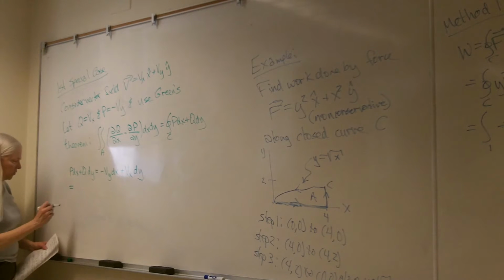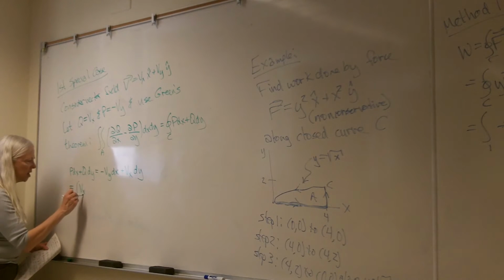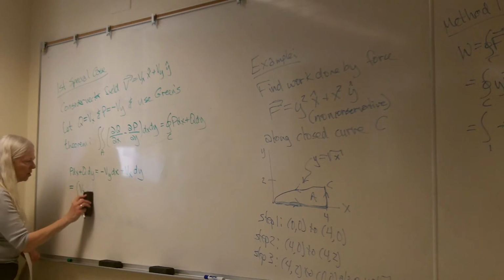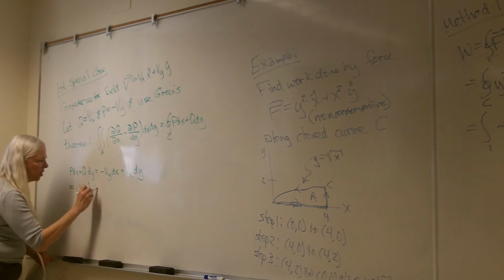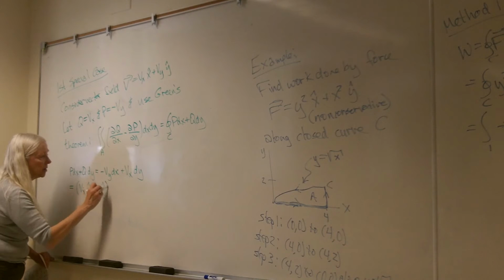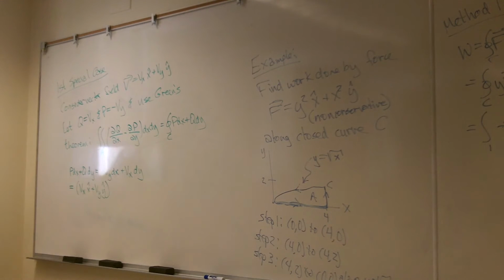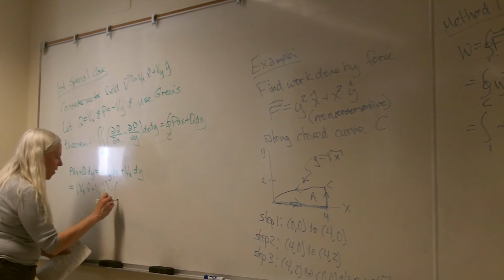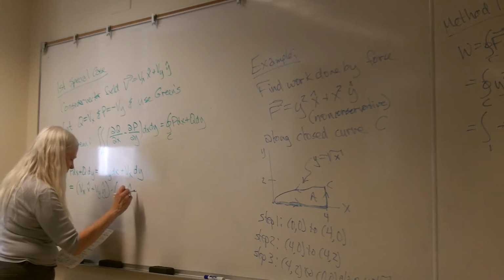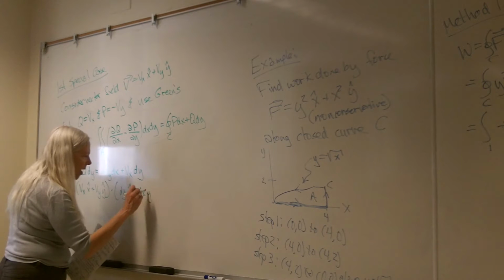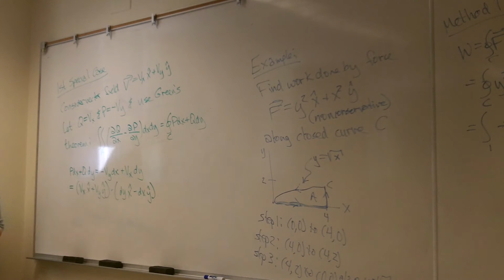I'm going to write this as a dot product of two vectors. The first one will be vx times x hat plus vy times y hat, in other words, the vector v. And I claim if I dot that into dy times x hat minus dx times y hat, that will give me what I had on the line above.